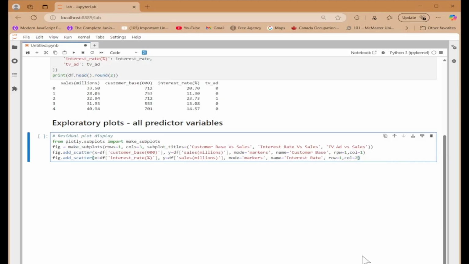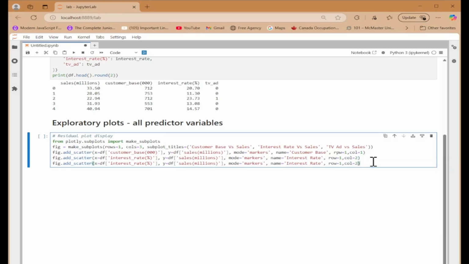And the last column, let's do this. col is going to be 3. Name is going to be TV ad, mode markers, sales in millions. This is going to be TV ad.